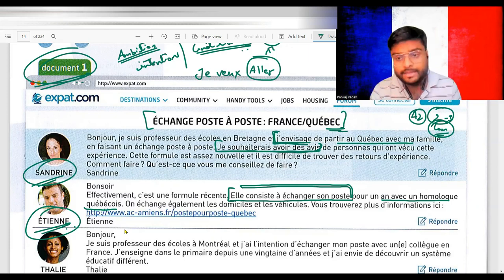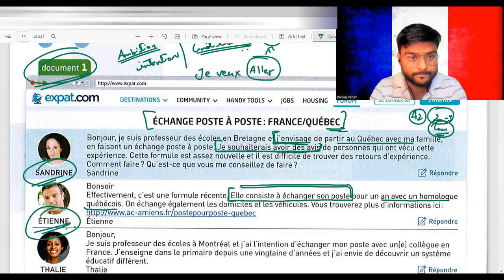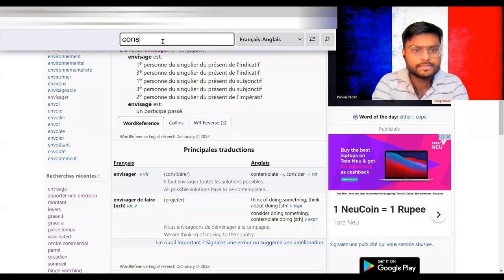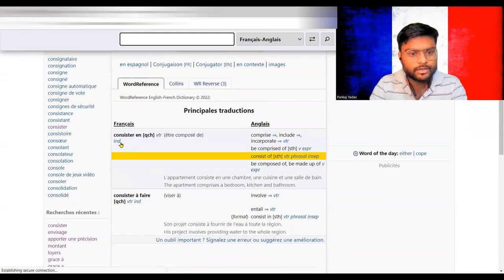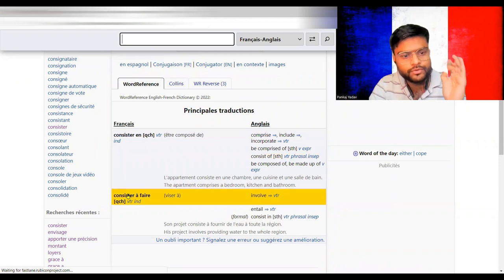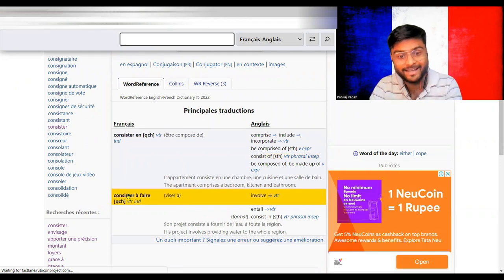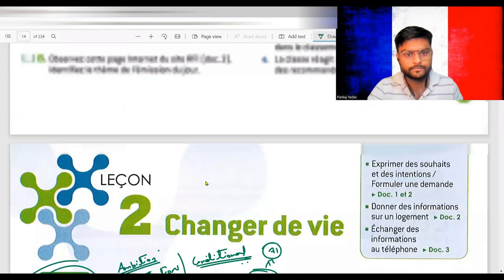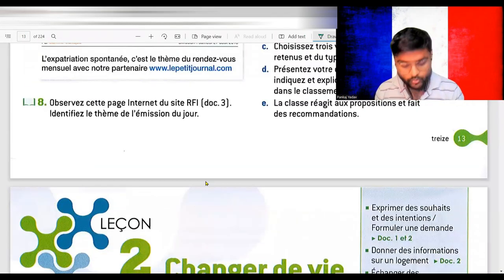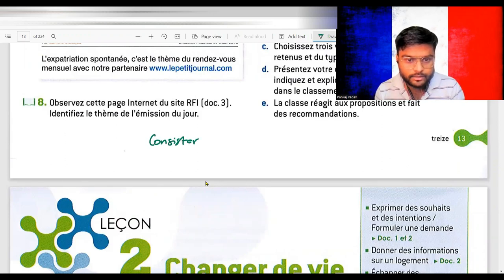Now, let's suppose we don't know what is consiste. Consiste, okay. Now let's see. Consiste en, consiste à faire. So always remember there are two things. Let me just show you. The verb consiste follows two prepositions: consiste à and consiste en.